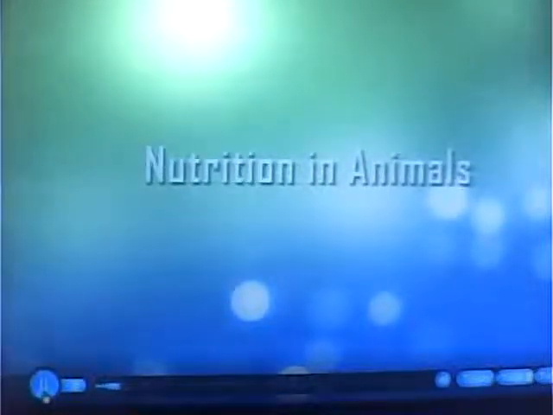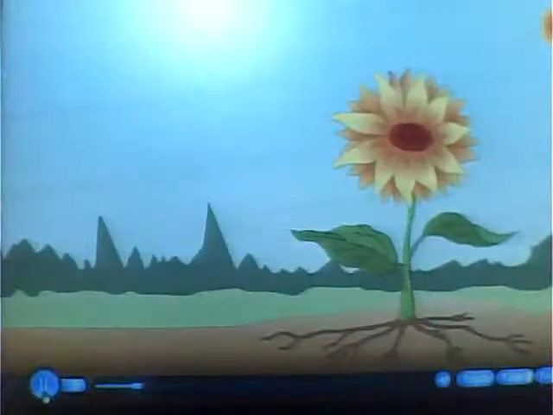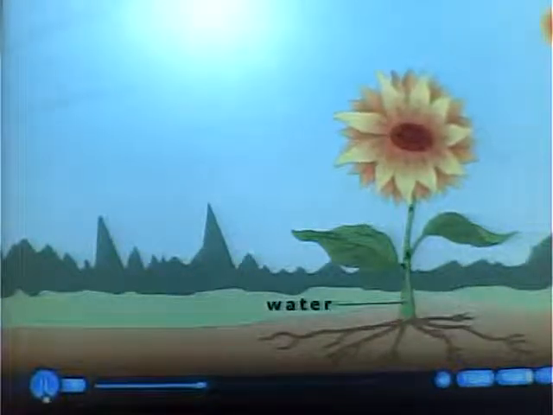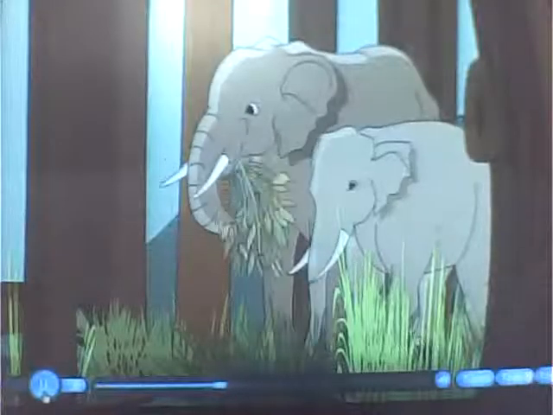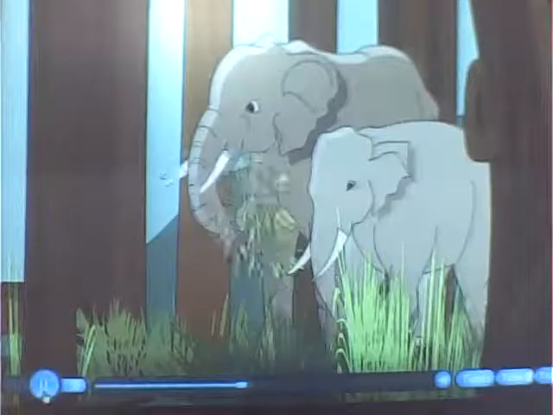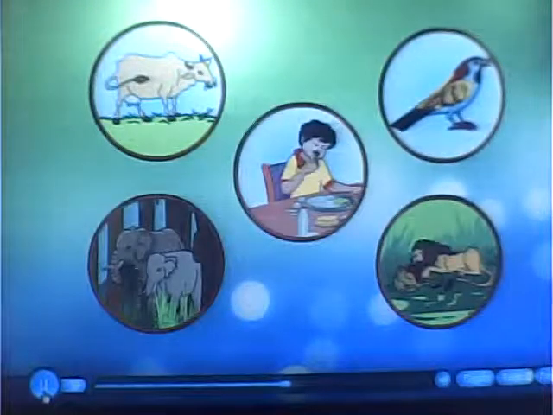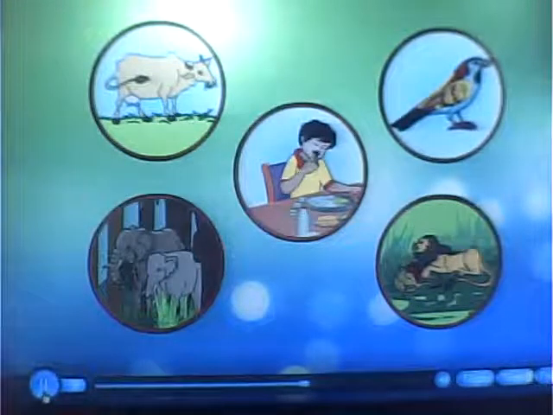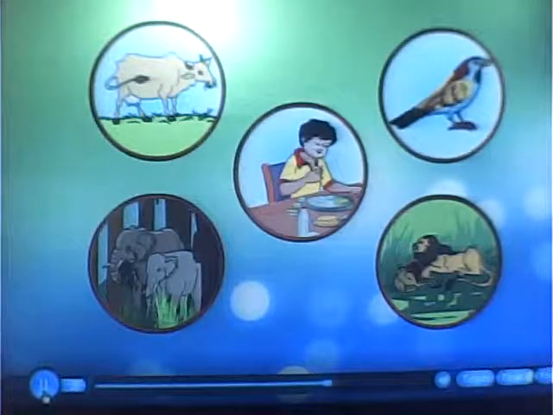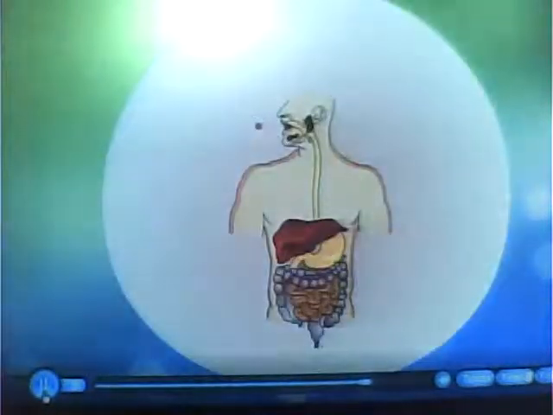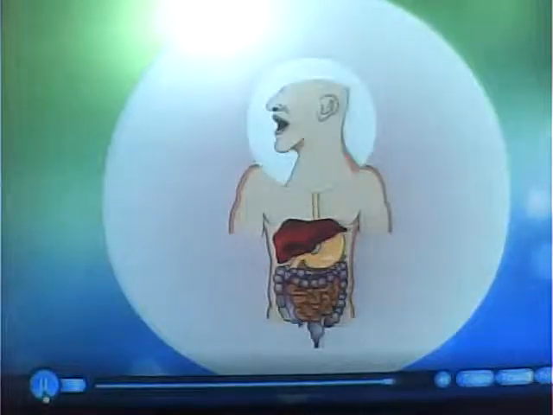Chapter 2, Nutrition in Animals. In the previous chapter, we have learned that green plants can prepare their own food by the process of photosynthesis, but animals cannot. Animals are dependent on plants for food, directly or indirectly. All organisms, including humans, require food for growth, to repair damaged parts of their bodies, and for obtaining energy to carry out life processes. Animal nutrition is a process of taking food by an organism and its digestion, absorption, and utilization in the body.